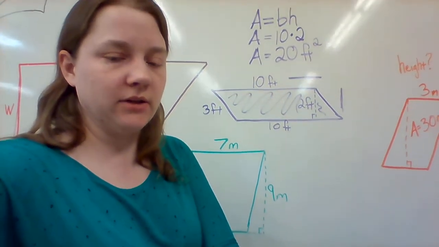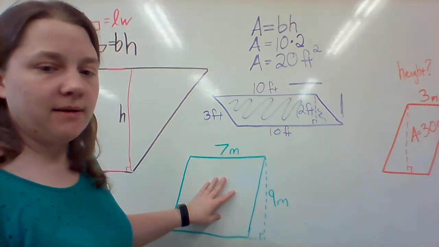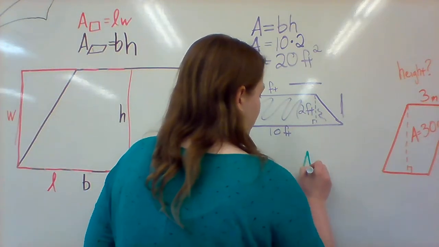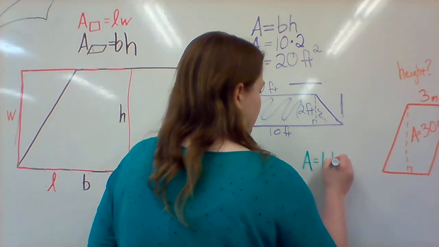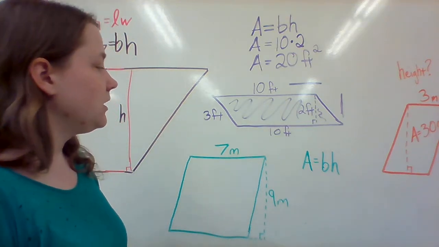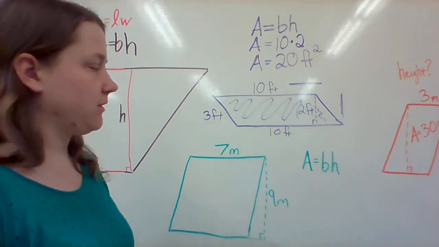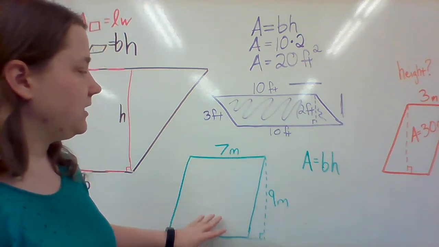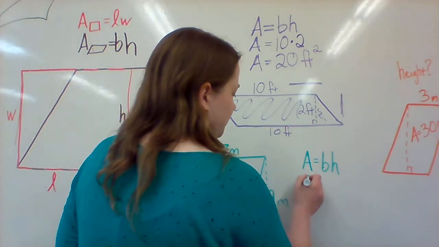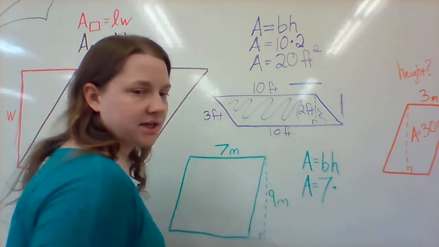Let's go ahead and take a look at this green question down here. We have another parallelogram that I need to find the area of, so I'm going to write off to the side, A equals B times H. Area equals base times height. So the first thing I'm going to do is find the base of this parallelogram. And I know that the base is 7 meters. So instead of B, I'm going to write 7. Put my multiplication sign in there.